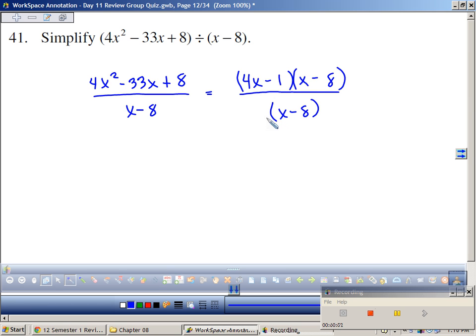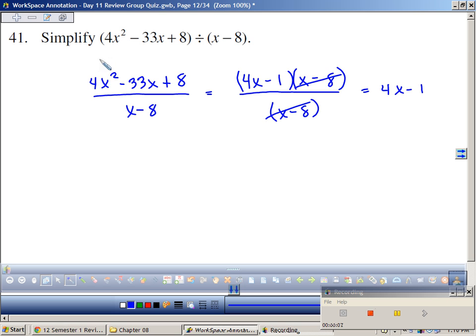So, these cancel. So you're left with 4x minus 1. That's easier than synthetic division, right? Well, not really, but with synthetic division you can make mistakes a lot easier, I think, unless you're really good at it. Let's use synthetic division.